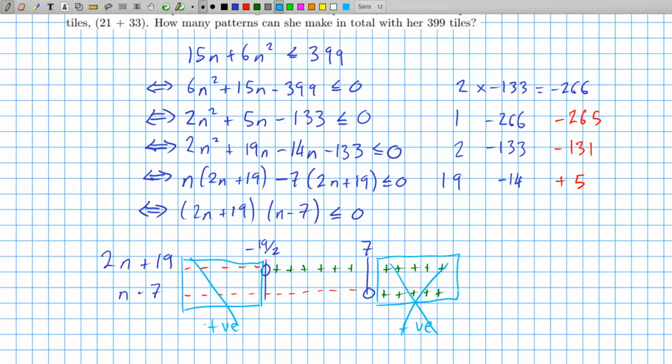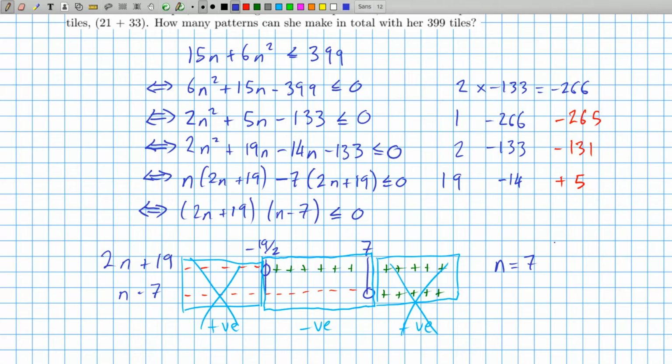We want this to be less than or equal to 0. What we care about is the product being less than or equal to 0. So it'll be 0 anywhere from minus 19 over 2 up to n is 7. It's going to be negative. So what's the largest n in that range? Well, n is 7. That's the largest one. So the answer is n equals 7.